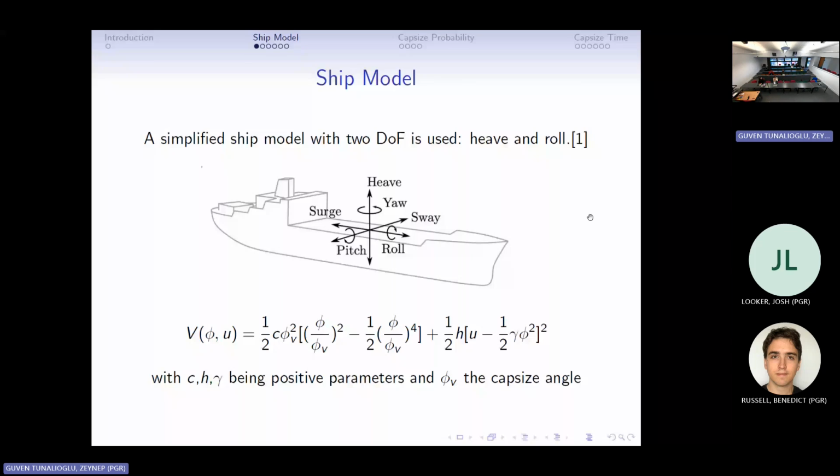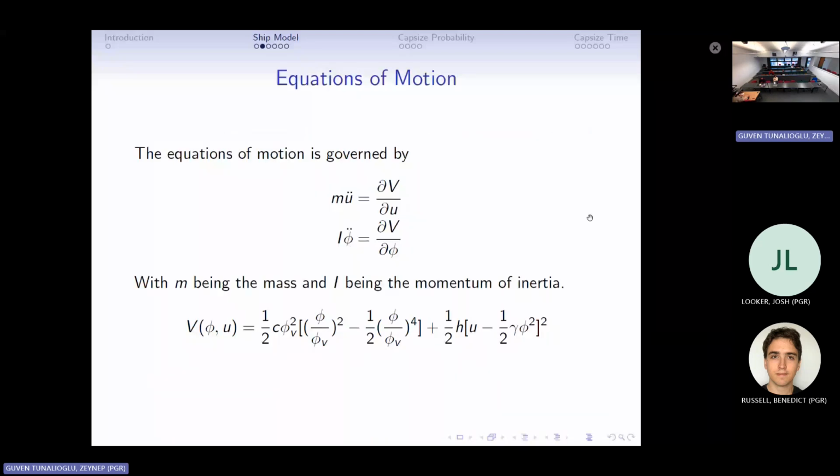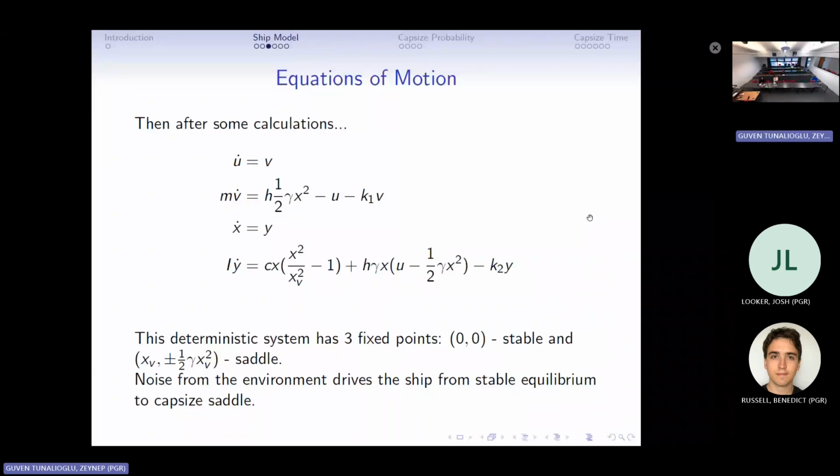So we see that these two degrees of freedom are involved in this kind of dynamics: you roll to some angle, you lift it up in the heave direction, and you do this kind of motion. That's the equation that governs the coupling between heave and roll. With some math calculations, we change that to first order differential equations. So that's the dynamics for the ship. When we try to analyze this system, we have three critical points.